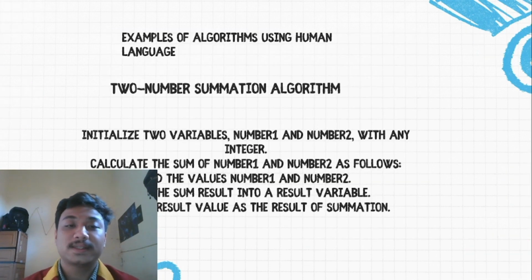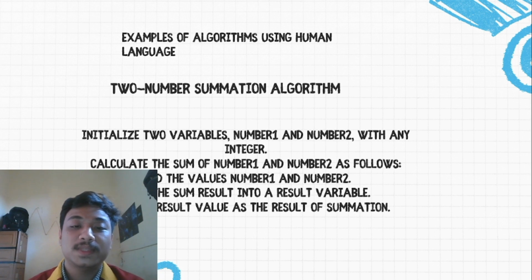Next is an example of an algorithm using human language. Two numbers summation algorithm. Initialize two variables, number one and number two, with any integers. Calculate the sum of number one and number two as follows. Add the values number one and number two. Save the sum result into a result variable. Print the result value as the result of the summation.